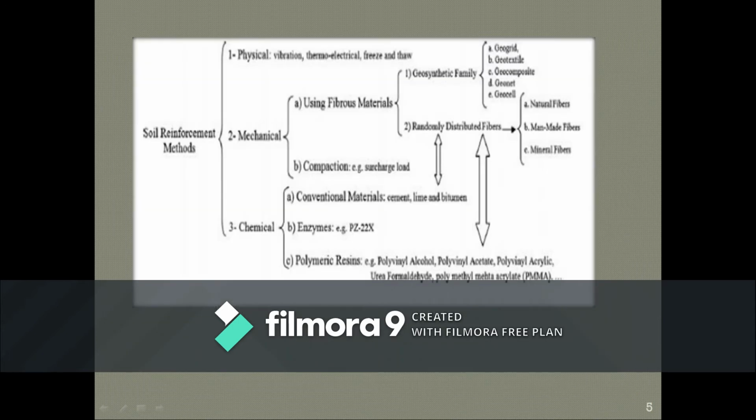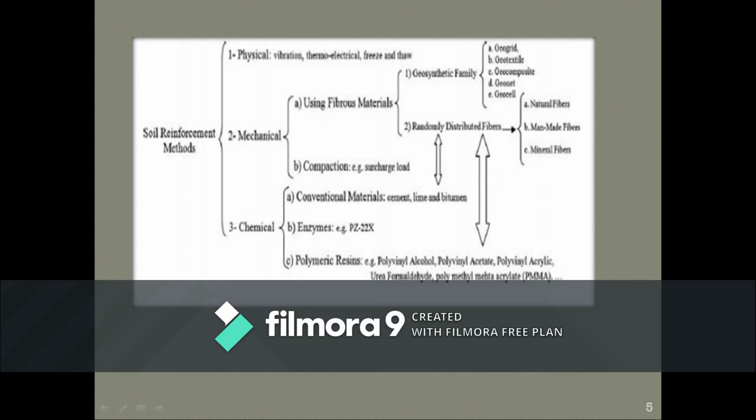So this figure clearly gives you the soil reinforcement methods. So what are the soil reinforcement methods? He had given first the physical, the next mechanical, the third chemical. So physical, what are the things we have in physical? Vibration, thermoelectrical, freezing and thawing. So these are the three main things when you are using physical methods of soil reinforcement.